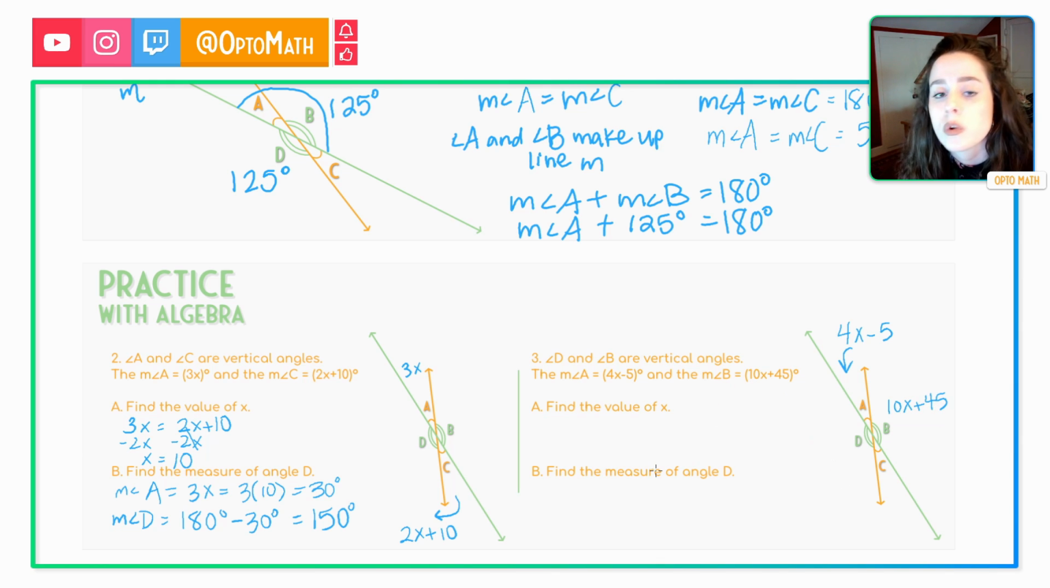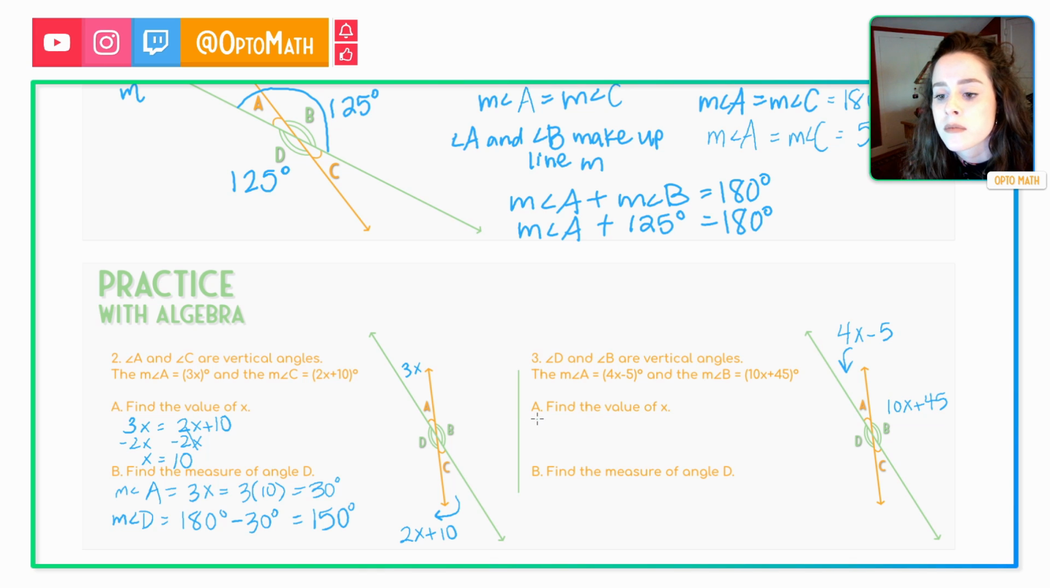Okay, we've filled in our picture with our given information. Find the value of x. Okay, so we know A and C are equivalent, but we don't have any expression for C, so we have to think about what's true between angle A and angle B. Well, they form a linear pair, so if you add them up, they equal 180.